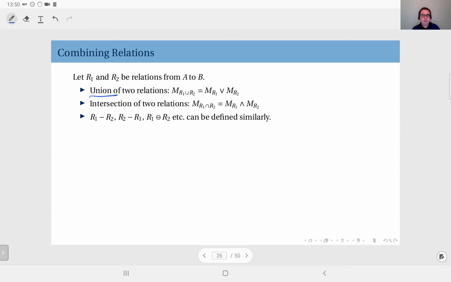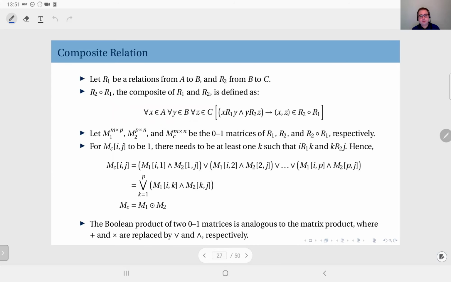So you just take the union, and the zero-one matrix becomes an element-wise OR operation. And you have the intersection of two relations, and the zero-one matrix is the element-wise AND of the two matrices. And in a similar fashion, you can define the difference R1 minus R2, or R2 minus R1, or the symmetric difference, etc.